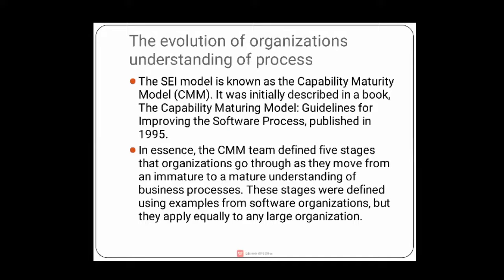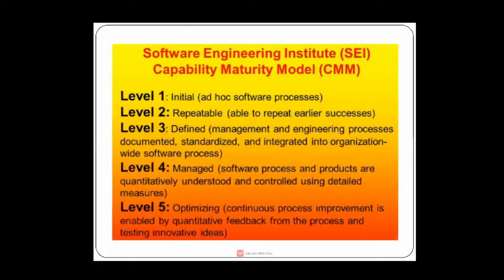These stages were defined using examples from software organizations, but they apply equally to any large organization, not only software organizations but any large scale organization, right? So here are the different levels they are discussing in CMM. Level 1, initial, ad hoc software process, right? What happens in the initial level, or level 1? Ad hoc, what do you mean by ad hoc?